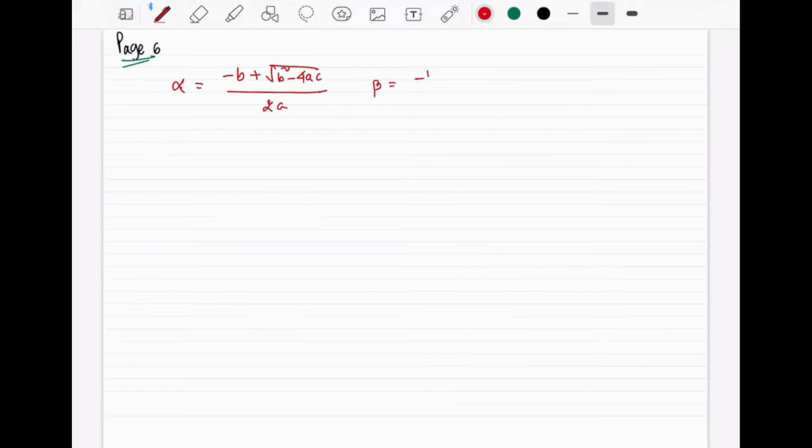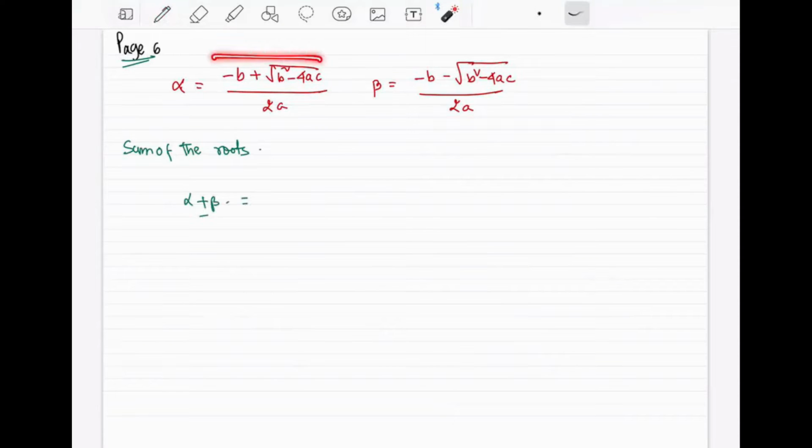And beta is how much? Minus b minus root over b square minus 4ac by twice a. Okay, if I want the sum, you just add the two. So let's write here sum of the roots. That will be alpha plus beta. So add these two. Add this value and this value.